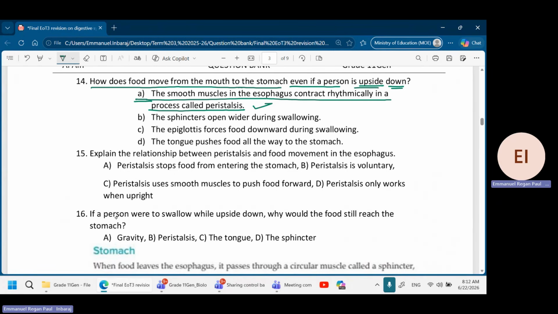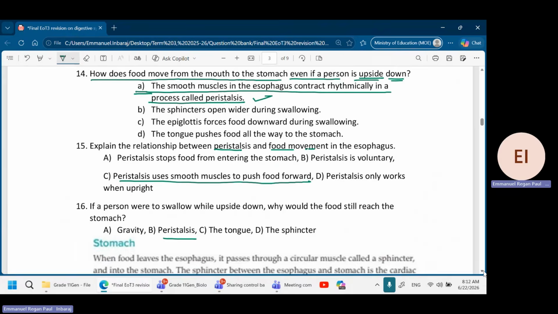The remaining question you can do. If a person were to swallow, this is also peristalsis. Explain the relationship between peristalsis and food movement in the esophagus. Peristalsis stops food entering the stomach. Peristalsis is voluntary. Peristalsis uses the smooth muscle to push the food forward. Okay, so this is the answer.